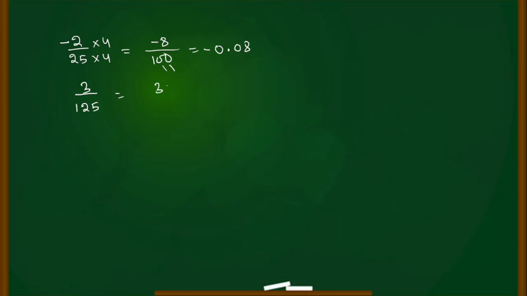Similarly, solve 3 by 125. We know 125's pair is 8. If you multiply by 8, then we get the denominator as 1000. Yes or no? Now the numerator is 24. Now convert into decimal. After the decimal, how many digits? 3 digits, because of 1000. So after the decimal 3 digits. Already 2 digits are there, that is 24. Then before it a 0, that is 3 digits. Then 0.024. Any doubt?